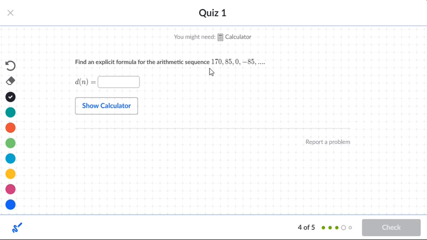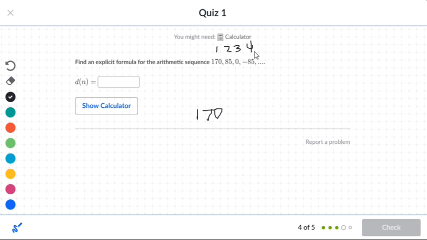Find the explicit formula for the arithmetic sequence. So our first term is 170. Now we've got to figure out what our rule is. But you see the numbers are getting smaller. If the numbers are getting smaller, it's going to be some form of subtraction. So just look at the numbers there. Remember, the rule is always the same between all the numbers.